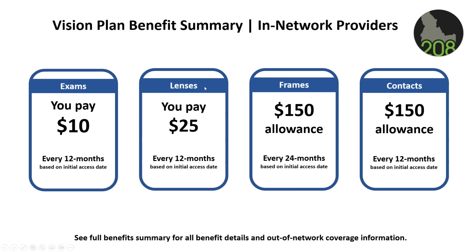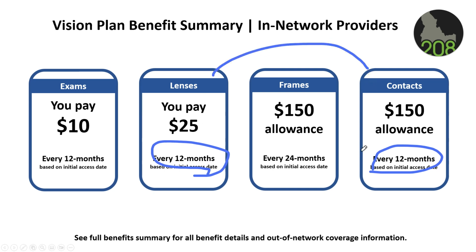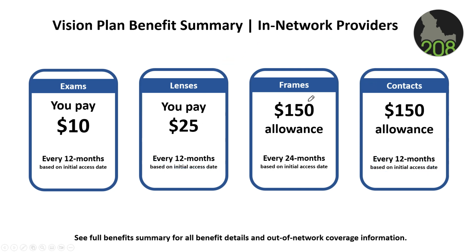Please note that lenses and contacts can be used every 12 months. You just can't use the same benefit in the same 12-month period. Your frames allowance is $150, and that can be utilized every 24 months. So just recognition of that.